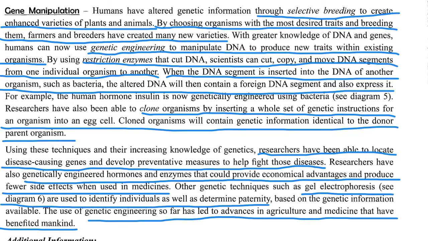With greater knowledge of DNA and genes, humans can now use genetic engineering to manipulate DNA to produce new traits within existing organisms. By using restriction enzymes that cut DNA, scientists can cut, copy, and move DNA segments from one individual organism to another. When the DNA segment is inserted into the DNA of another organism, such as a bacteria, the altered DNA will then contain a foreign DNA segment and also express it. For example, the human hormone insulin is now genetically engineered using bacteria, see diagram 5.